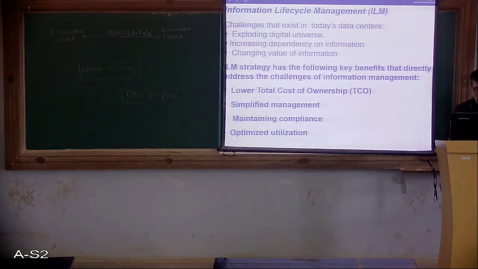With respect to the value of information, let me give one example. Consider a sales order processing application. The value of information, meaning the customer data, changes from the time the order is placed until the time the warranty becomes void. The value of information is highest when the company receives a new sales order and processes it to deliver the product, right?